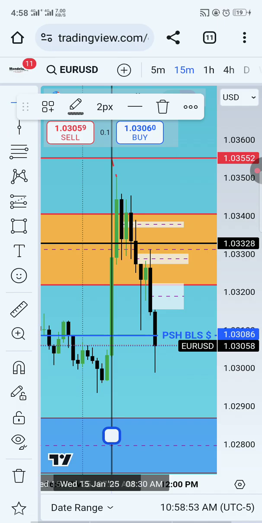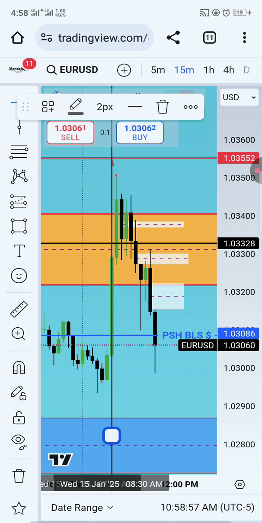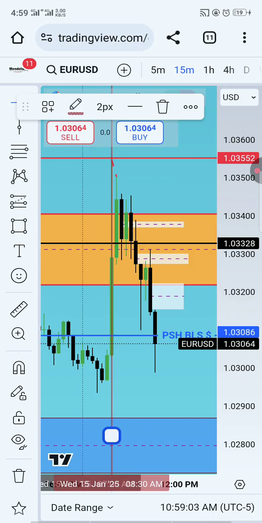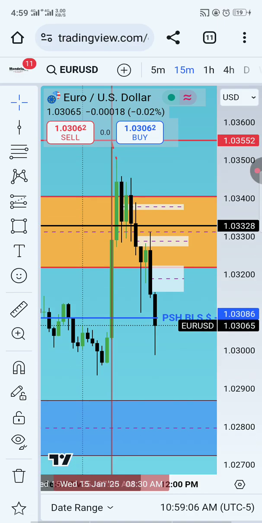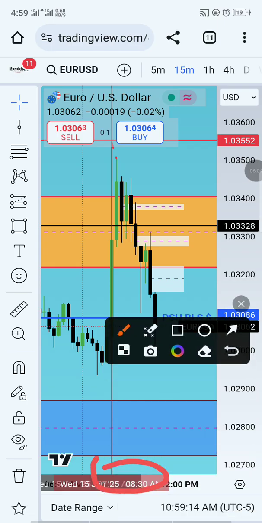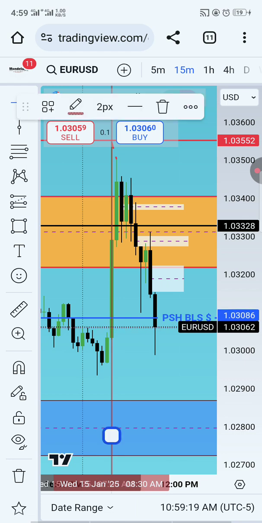With this, let me put it green, right? Or let me put it red. Yeah. You see the time right there. You can see it is 8:30. See the time here. You can see that it is 8:30 a.m. New York time, right? So you look at that candle. It is because of that news event.